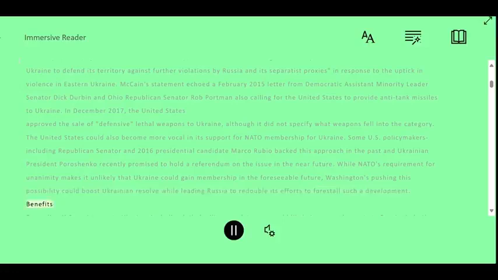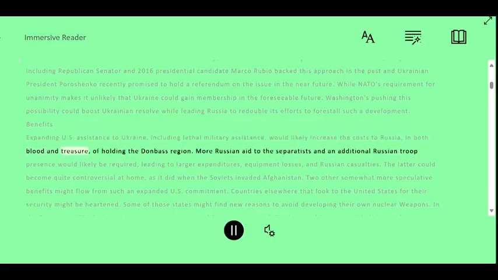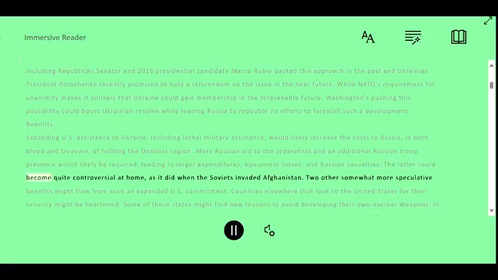Benefits: expanding U.S. assistance to Ukraine, including lethal military assistance, would likely increase the costs to Russia, in both blood and treasure, of holding the Donbas region. More Russian aid to the separatists and an additional Russian troop presence would likely be required, leading to larger expenditures, equipment losses, and Russian casualties. The latter could become quite controversial at home, as it did when the Soviets invaded Afghanistan.